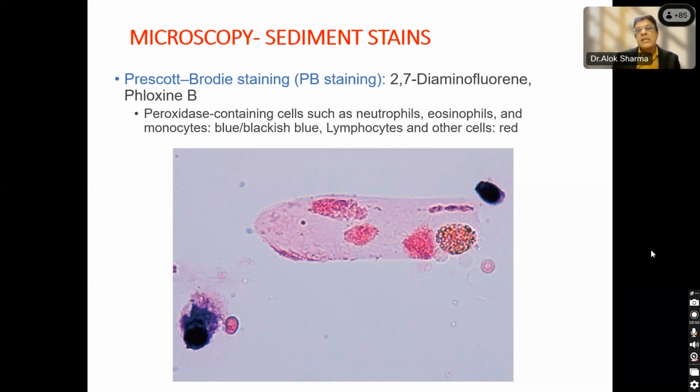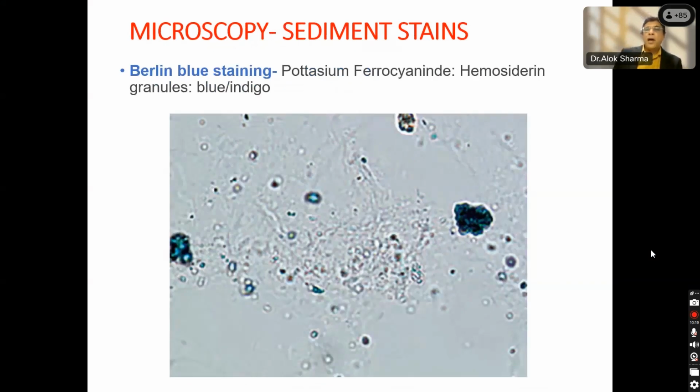And the other cells, like the lymphocytes, the ones which do not contain peroxidase in the cytoplasm, will be stained differently. So you can distinguish between the lymphocytes and the neutrophils or the granulocytes very nicely by using this stain. You can remember these as the Prescott bodies or the PB stains. So I've told you the S stain, the SM stain, the PB stain, a lot of stains which are available for staining the urinary sediment.